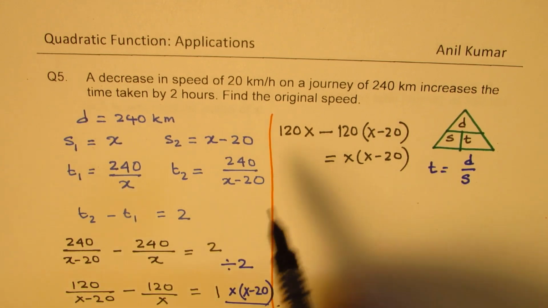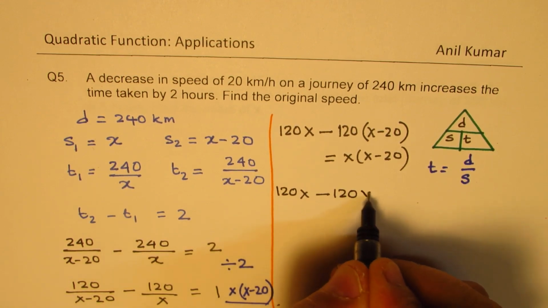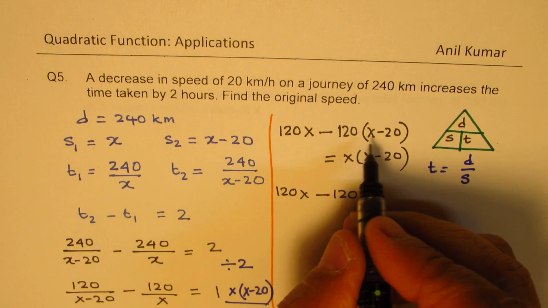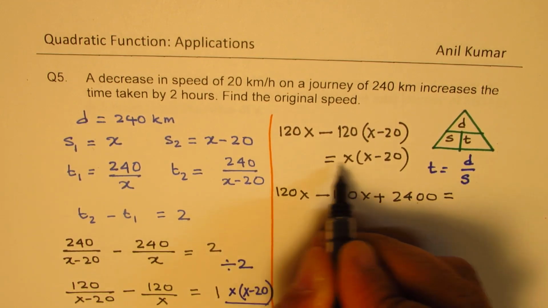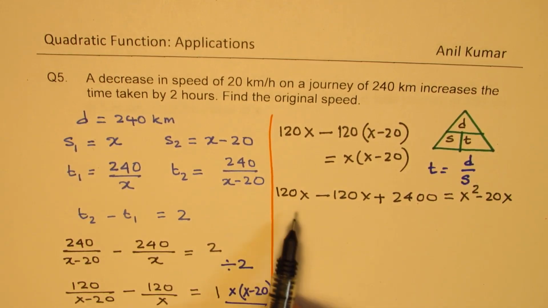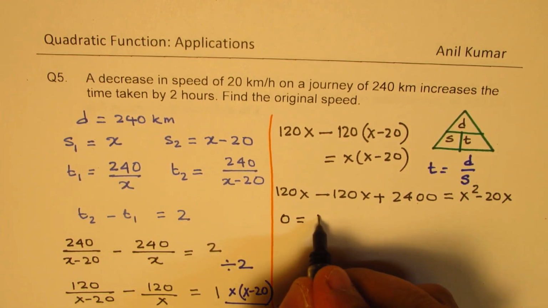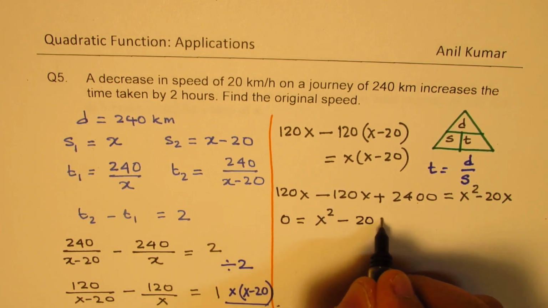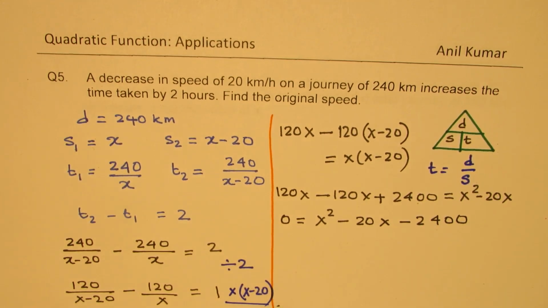Now let's expand this. So we have 120x minus 120x, minus and minus becomes plus. Multiplying by 20 means 24 and 2 zeros, is equal to x square minus 20x. Clear? Now here these two cancel, we get 2400, so we can write 0 equals x square minus 20x minus 2400. So that becomes your equation. Is that clear to you? Right? So that is how we get our equation.